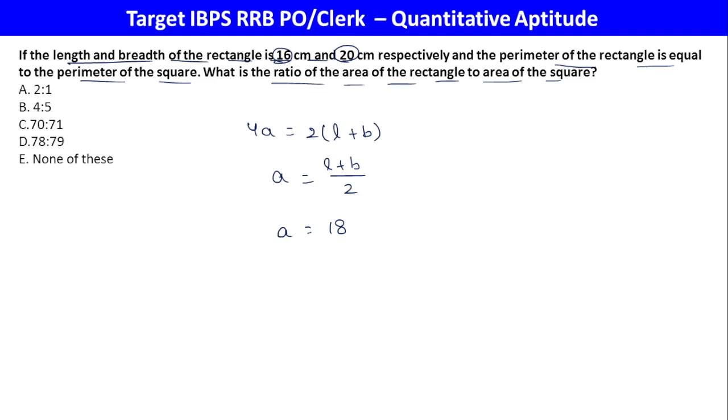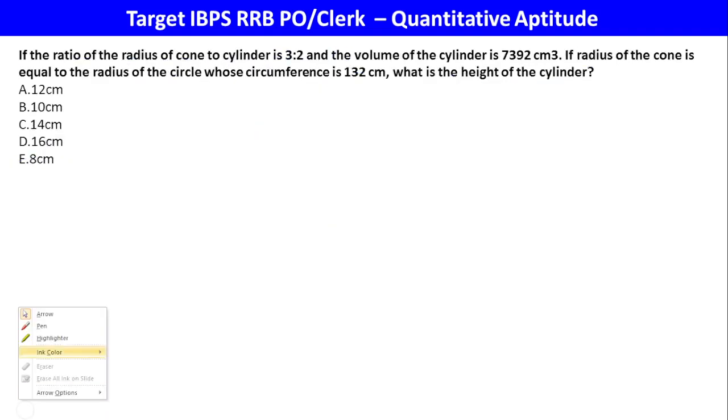Then what is the ratio of the areas? Area of rectangle, 16 into 20, upon area of square, 18 into 18. Simplifying, we get 80:81. Option E is the final answer for this question. Then correct. Yes, next question.